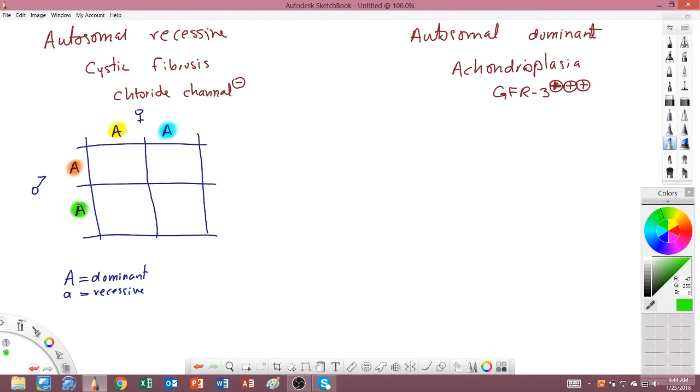So look, that means there should be 4 possibilities because there are 4 different types of alleles. 2 from mom, 2 from dad. But the dad can give you what? The green one or the orange one. It's random. So let's say this.